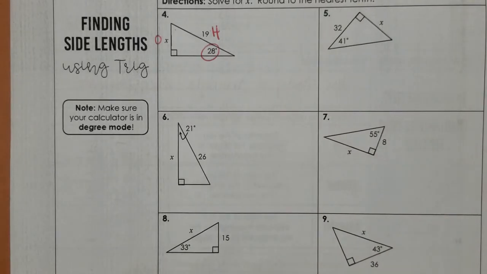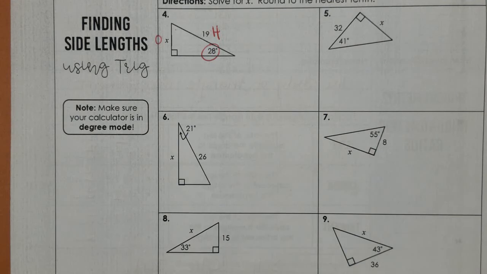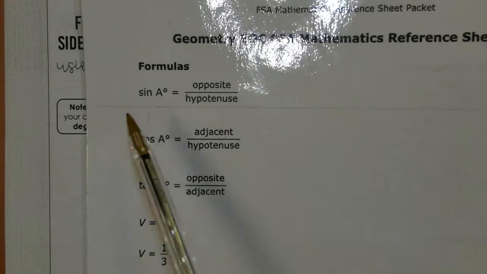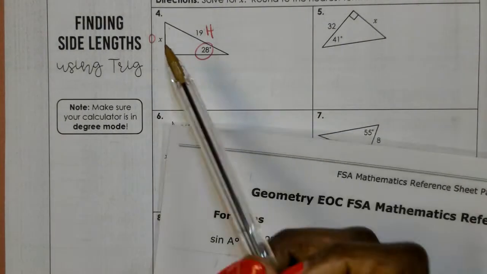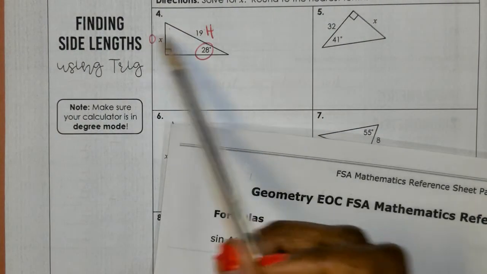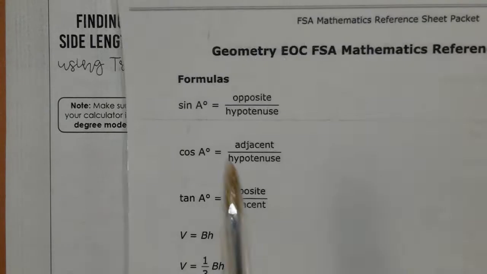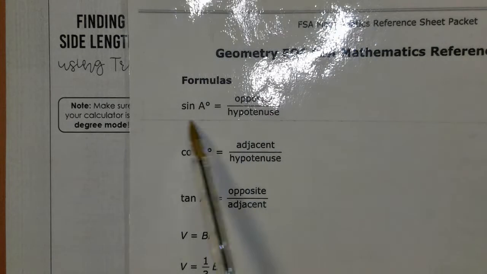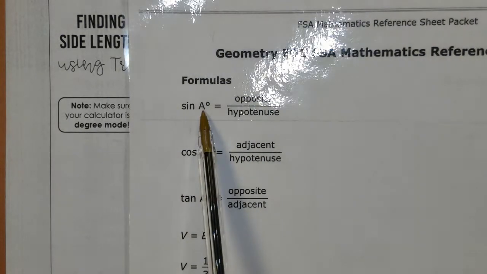Then we will come to our formula sheet. Step 3 is to pick a trig equation. This formula sheet is going to be provided for you on the EOC and on any class test. We're going to look to see which of the formulas uses opposite and hypotenuse, because we want to use that equation. So we have 3 different choices. The one that uses opposite and hypotenuse is the first one, so we're going to use sine from angle A.